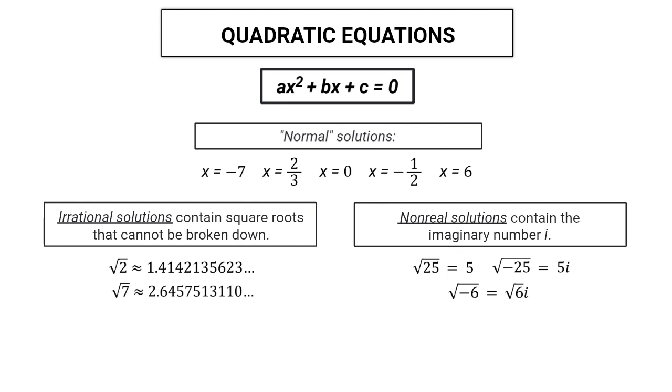The most common irrational numbers we deal with on the ACT are imperfect square roots. I've shown two examples here. The type of solutions that you'll get from a quadratic equation would be something like, for example, 1 plus or minus square root of 2, or -3 plus or minus root 7. Now you can also get imaginary or non-real solutions.